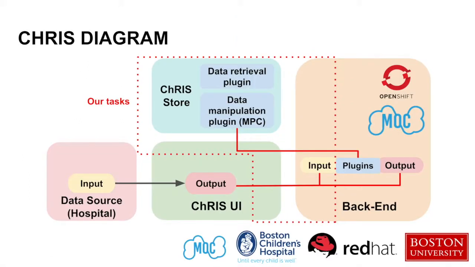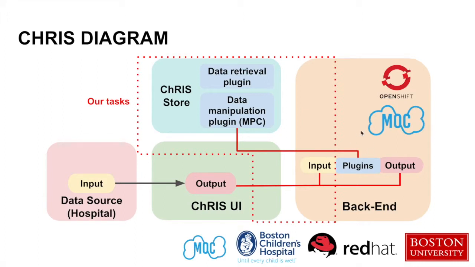Here is a detailed diagram of the CRIS system. Basically, there are 4 units: the data source, usually in the hospital, the CRIS store, the CRIS UI, and the computing environment, which would be like the Massachusetts Open Cloud.